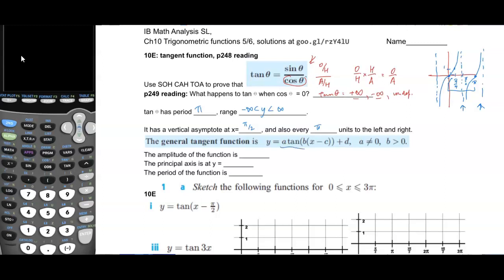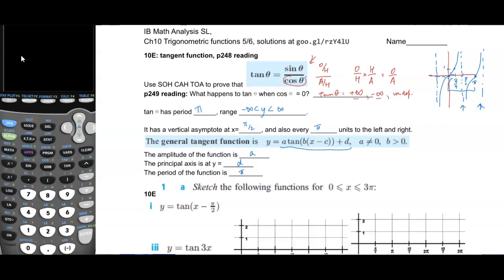Here's the general function for tangent, with the a, b, c, and d transformation parameters inserted. Like any other function, the amplitude is a. The principal axis, meaning the height of the center point here, is going to be d. And the period of the function we said above is pi.